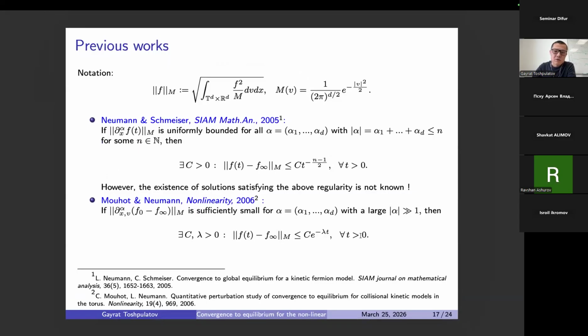No, alpha is arbitrary. So let me make it precise. Alpha should be sufficiently large. It's also not any, but sufficiently large.